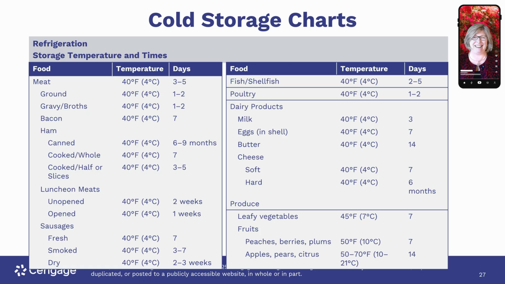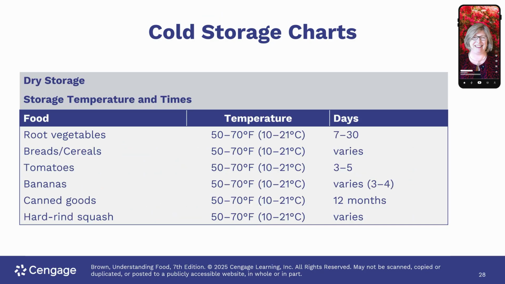But notice the temperatures. So peaches, berries, and plums, 50 degrees Fahrenheit, which sometimes in a refrigerator there'll be a fruit bin where you can change the moisture level, and it might not get as cold as the rest of the refrigerator, but there is that. And then apples, pears, and citrus can be kept at room temperature up to 70 degrees, or they can be refrigerated.